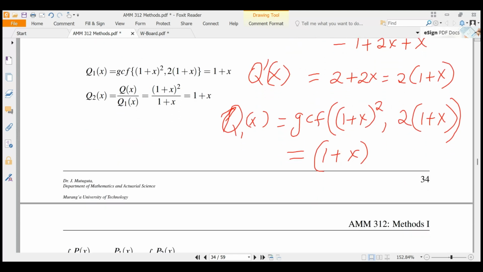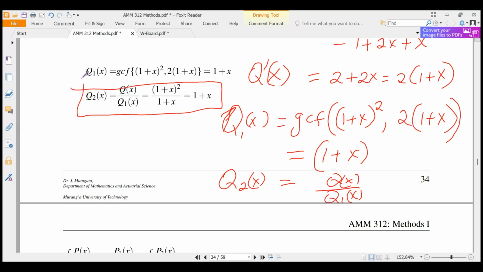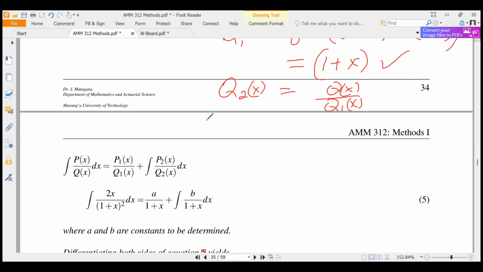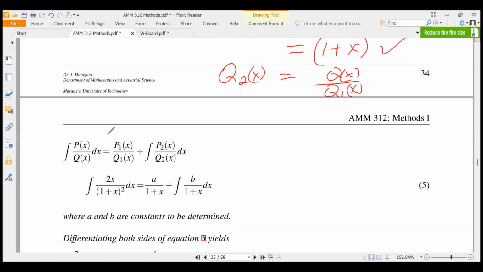Then q2 of x can now be expressed as q of x divided by q1 of x. So it is this 1 plus x squared, which is q of x, divided by 1 plus x, which is q1 we have obtained here, to get 1 plus x. And now at this point, we apply the method. The method is given here.